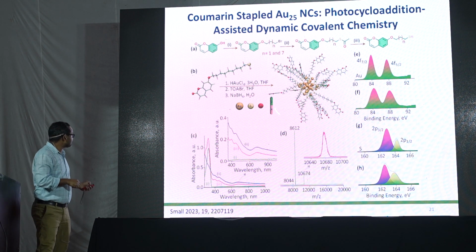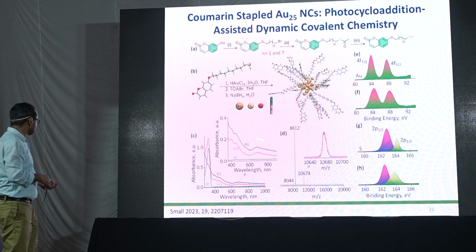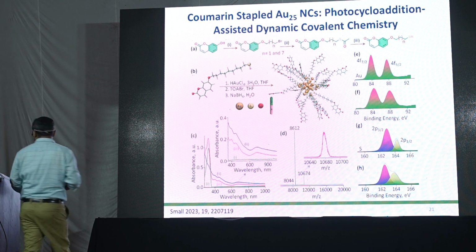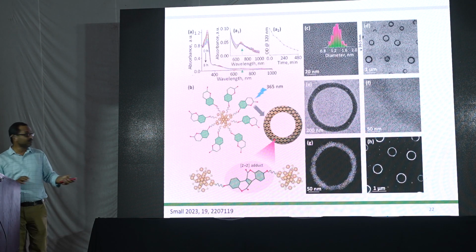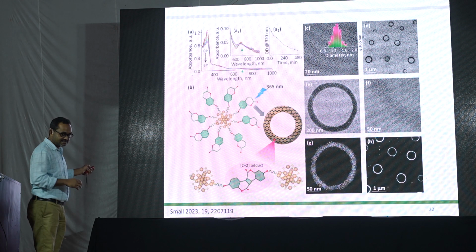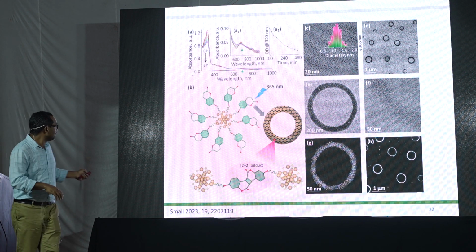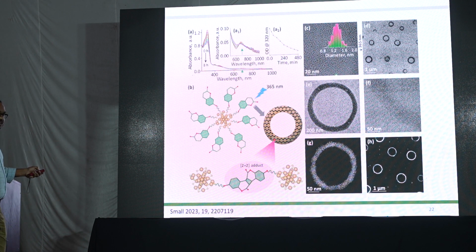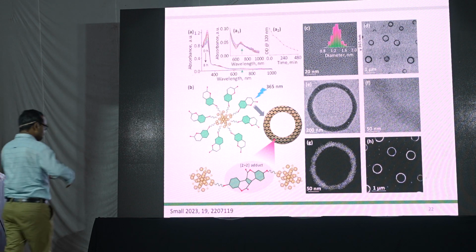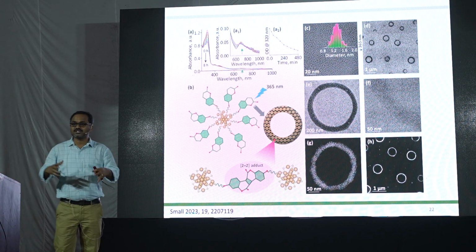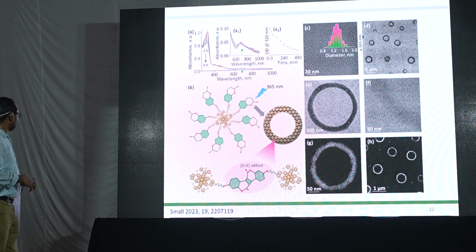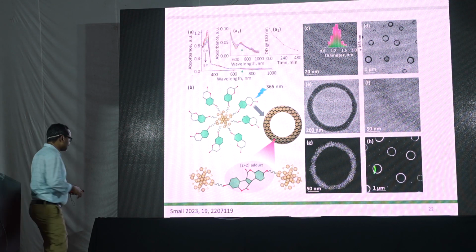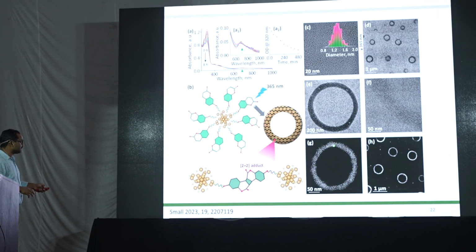And when you make Au25 nanoclusters, you can see the absorption feature at 672 nanometer. And interestingly, when you illuminate these nanoclusters, you can see the absorbance is changing. That is because [2+2] is happening. And then when you do TEM, we can see that these are individual Au25 nanoclusters. When you shine light, you see that these individual nanoclusters assemble and form toroidal superstructures. And here in this STM image, you can see that each individual white dot represents an individual nanocluster.